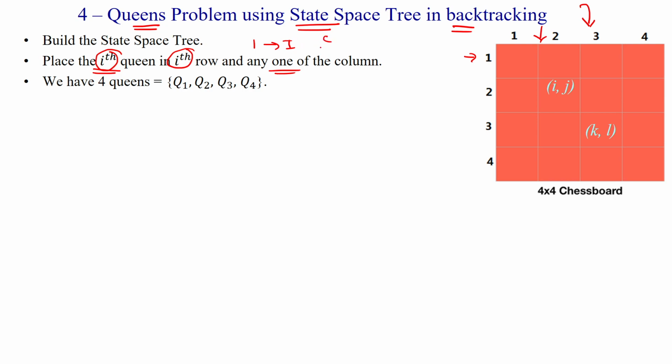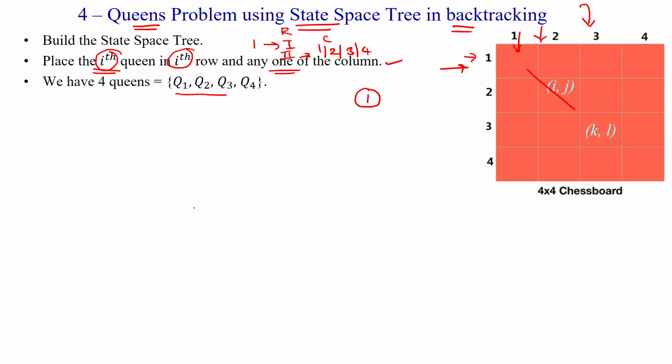The column can be four options: first column, second column, third column, or fourth column. Like that, the second queen can be placed in the second row but any one of the columns. So like that we can use this criteria. And another criteria is the implicit criteria. No two queens can be placed in the same row or same column or same diagonal position. So based upon that, four queens are given to us. Then we will start to construct the state space tree.